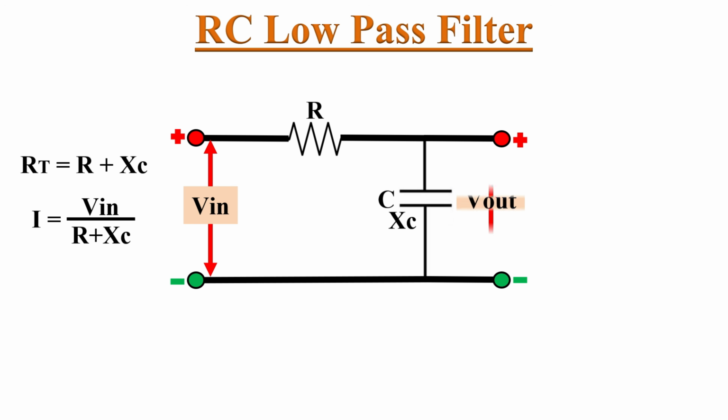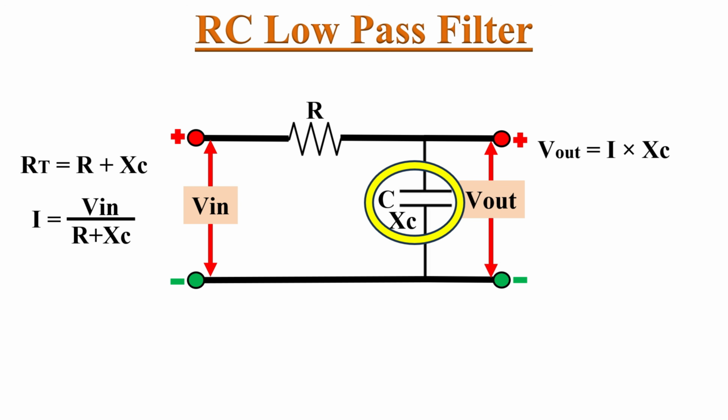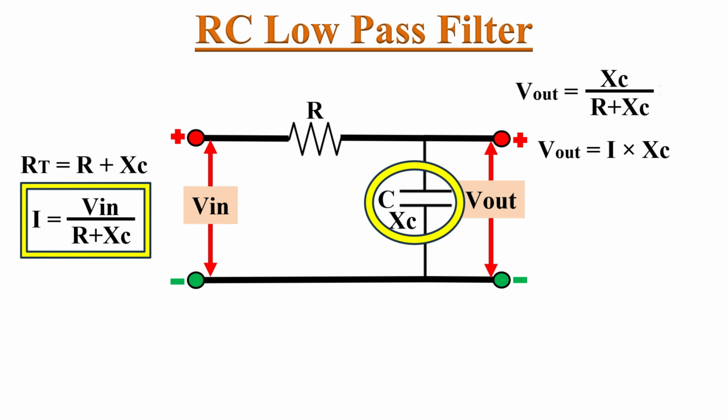We are taking output voltage Vout here. It is nothing but the voltage drop across this capacitor. So Vout can be given as I into Xc. Here I can be written as Vin divided by R plus Xc. So Vout can be rewritten as Xc divided by R plus Xc, into Vin. And we know that Xc equals 1 by 2 pi Fc. So Xc is inversely proportional to frequency.